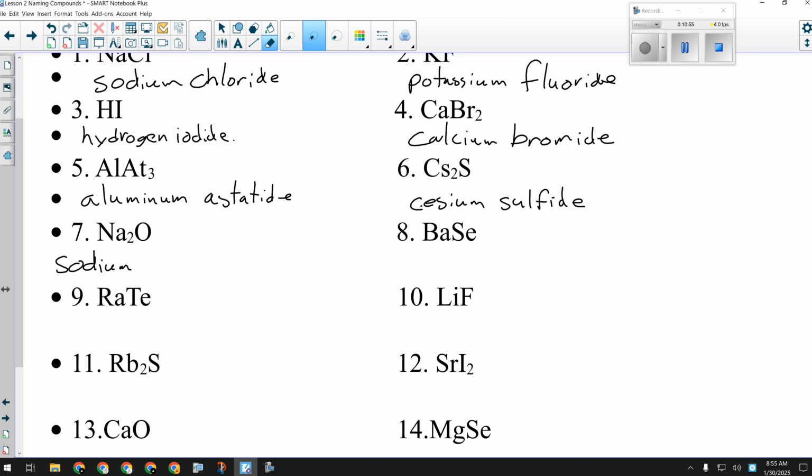And what's O? Oxygen. Yeah. So oxide. Not oxygenide, just oxide. Okay, we just replace it there. What does Ba stand for? Barium. Okay, yeah.